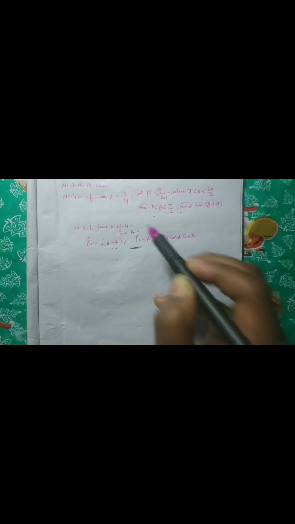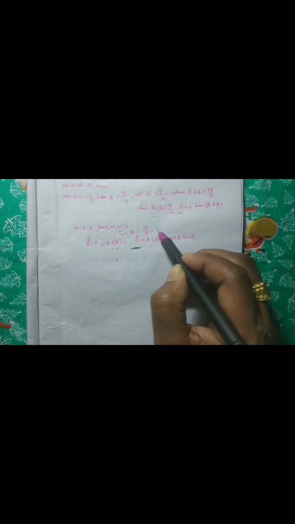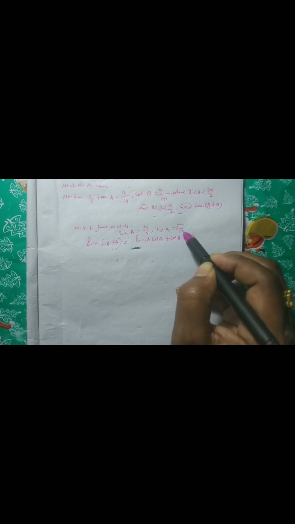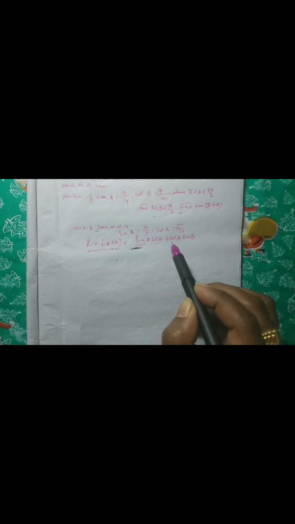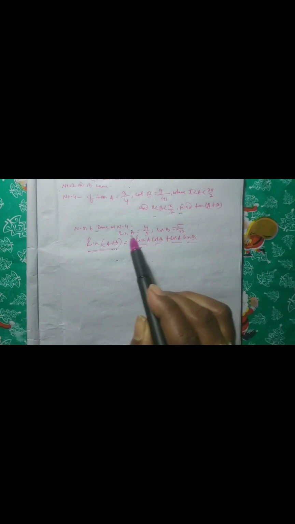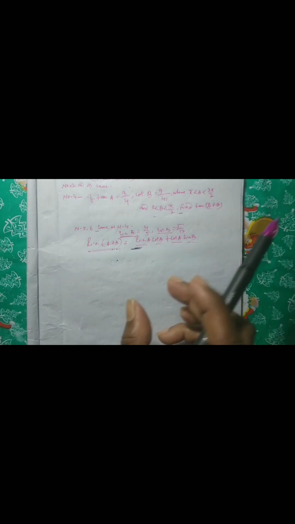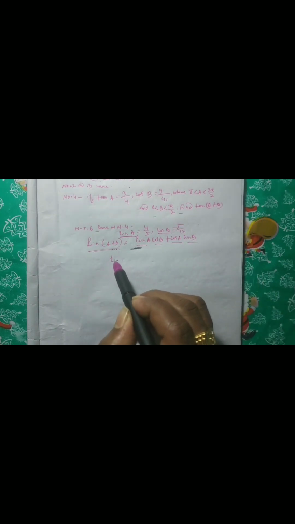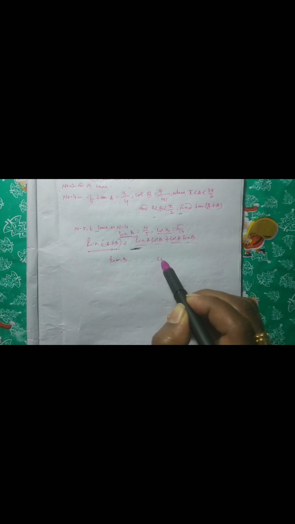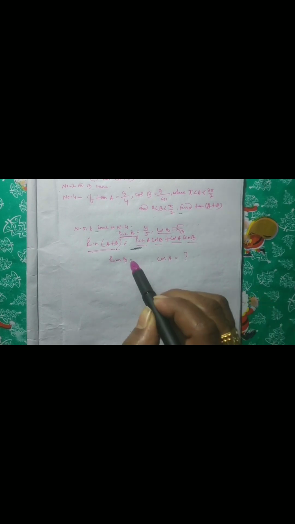Here sin A is given as 4 by 5 and cos B is given as 5 by 13, but to apply this identity we need sin A, cos B, and cos A, sin B. The question gives only sin A and cos B, so sin B and cos A are not given. We have to find these two values.